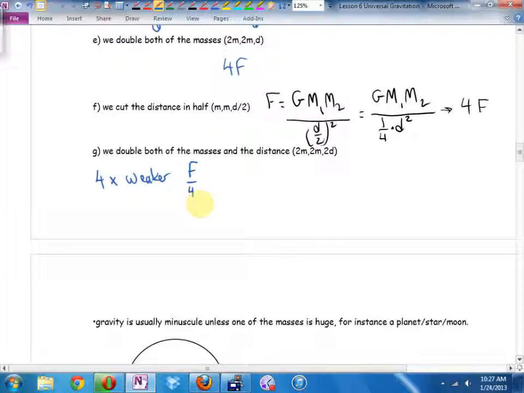What if we double the mass? Twice as strong. What if we double both masses? Okay, 4 times stronger. So if doubling the distance makes it 4 times weaker and doubling the masses makes it 4 times stronger, if you do both at the same time, what's your net result? Yeah, they cancel out. Thanks, I forgot I hadn't done that one. You just end up with the same force F. Is that okay? Now let's turn the page.